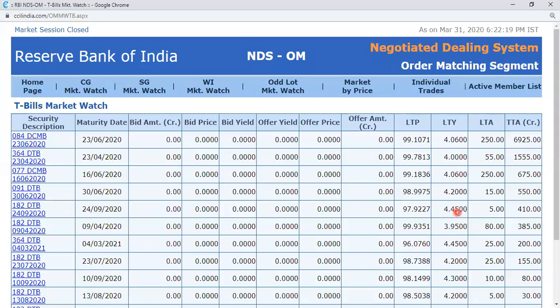So 4.45, the yield, is the percentage per annum, and this is the corresponding last traded price. So at this yield, this is the price. When yield changes, price will change. I will talk about that in a while. Now let me take you back to Excel. 4.45. I will have to write it somewhere because otherwise it will be gone.